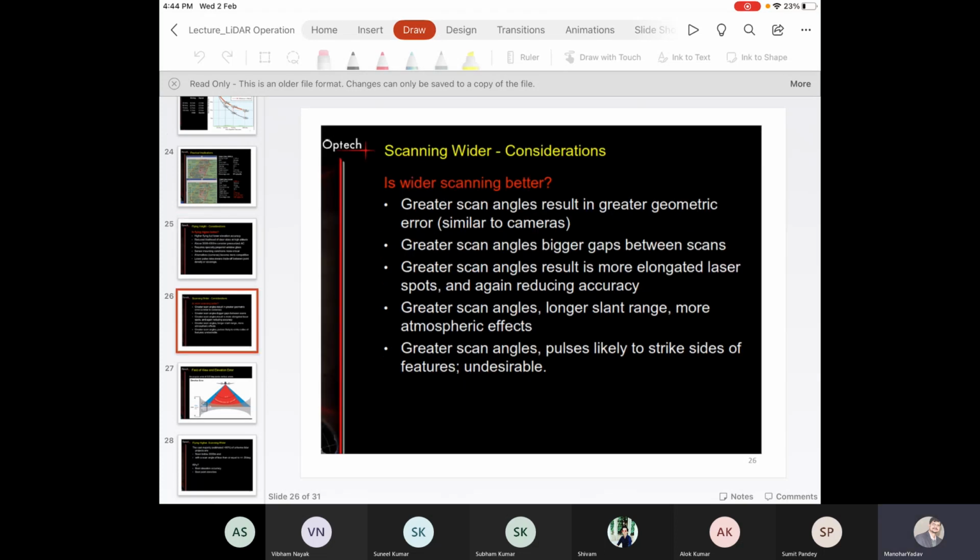Is wider scanning better? This I'm leaving up to you. I expect you to go through this to understand what the response should be. Is wider scanning better? It means if we increase the field of view, FOV, is it better, or should it not be preferred? Some points are written over here. On the basis of these points, I expect you to conclude whether it is yes or no.